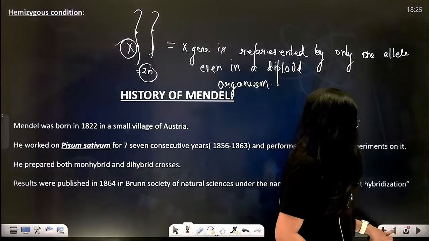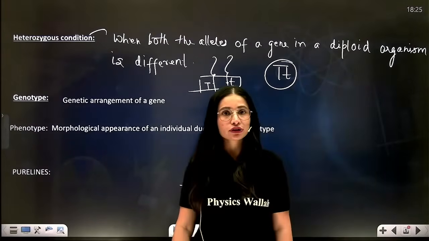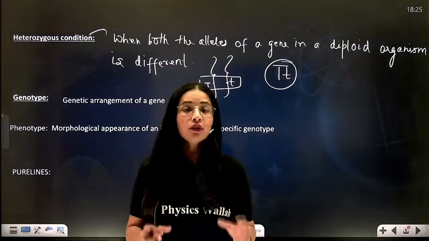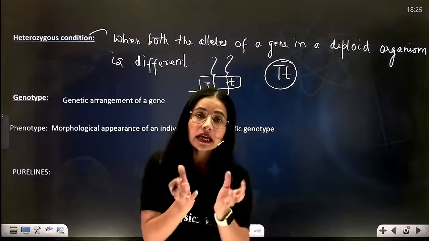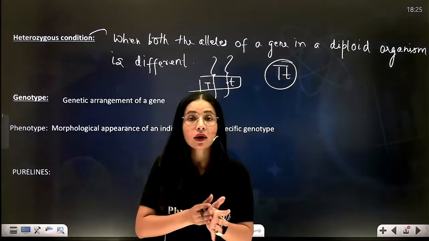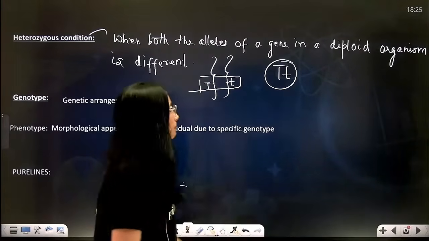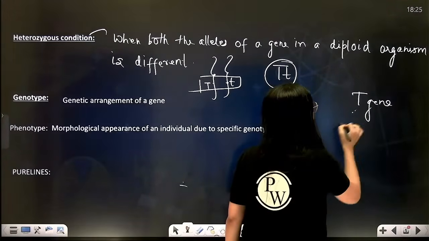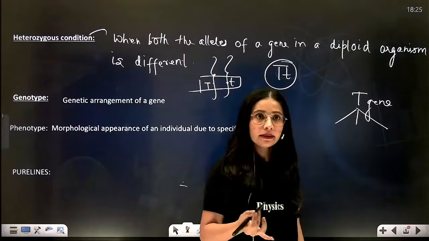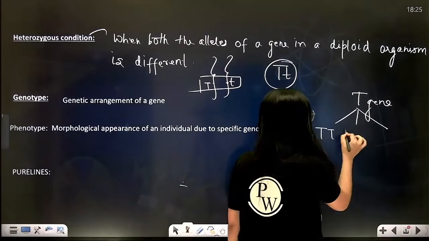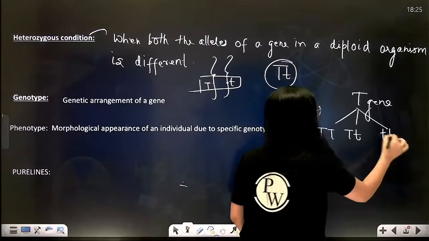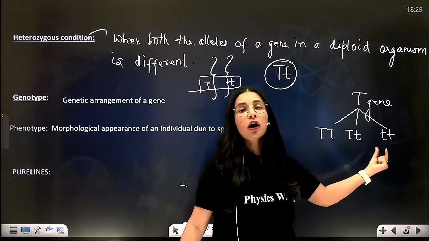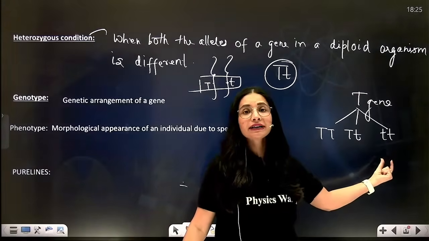Now, apart from this, two more terminologies are there which I am going to use very frequently: genotype and phenotype. Genotype means, beta, the genetic arrangement of a gene in an organism. Like for example, there is a T gene. Now, this T gene can be present in three forms in any diploid organism. Maybe both the alleles are dominant, maybe they are heterozygous, or maybe both the alleles are homozygous but recessive.